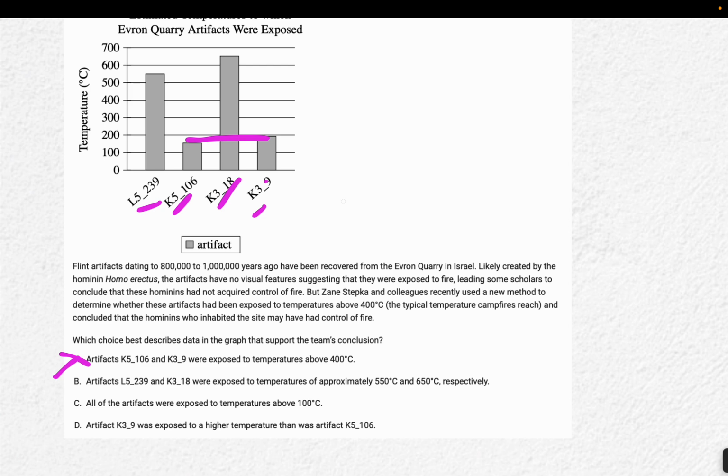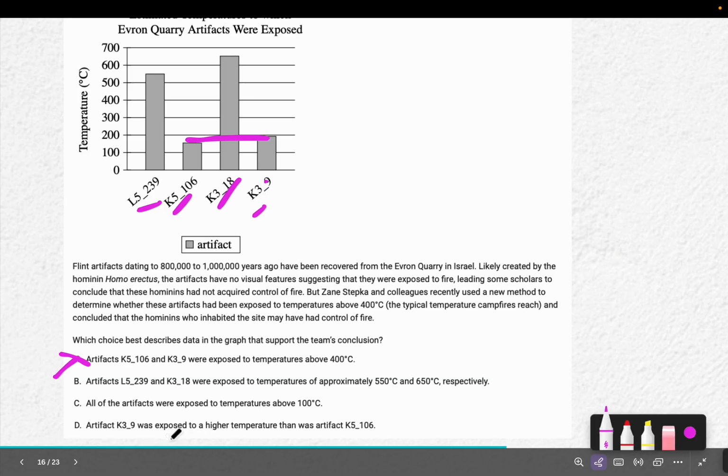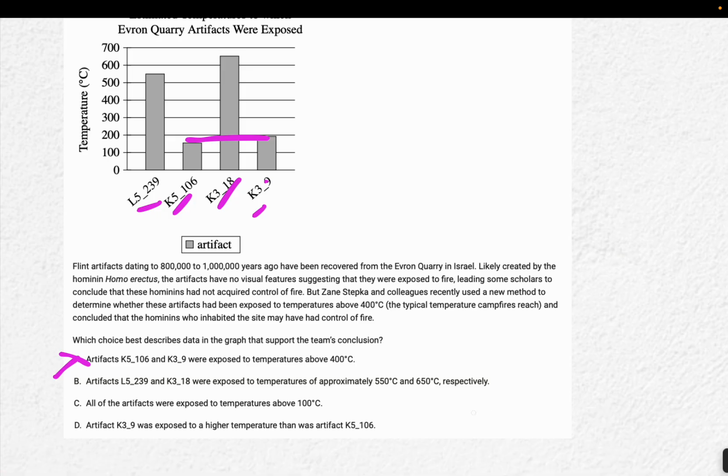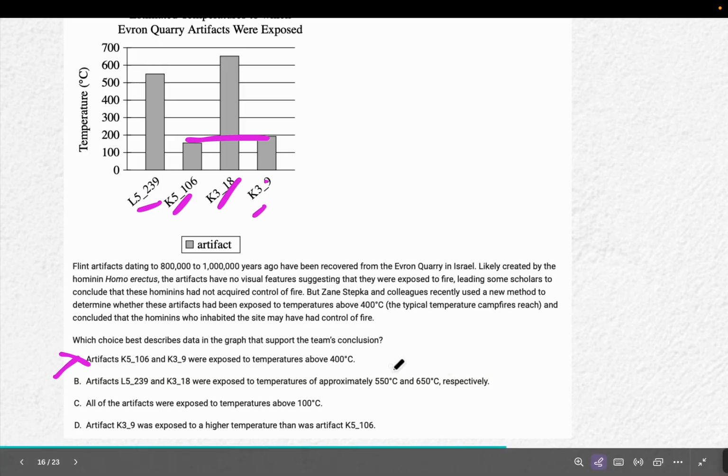D is incorrect. The choice doesn't support the claim because it says that both K39 and K506 were exposed to temperatures less than 200. Since campfires typically reach over 400 Celsius, this wouldn't demonstrate exposure to fire. So this was the question. Answer choice B is correct.